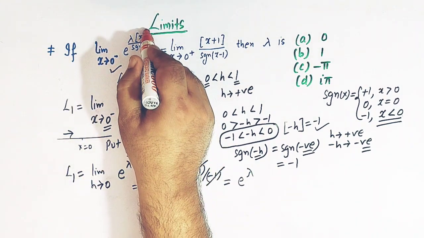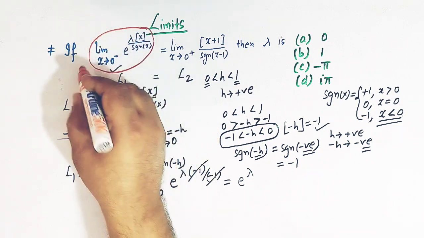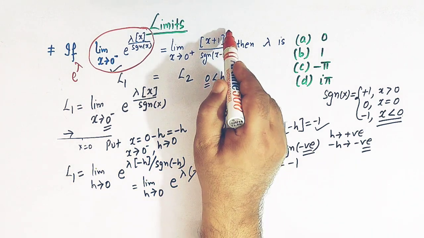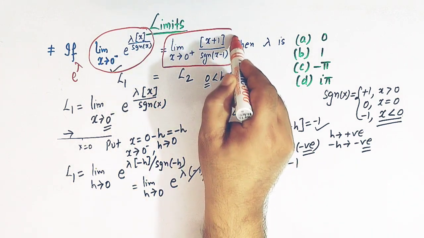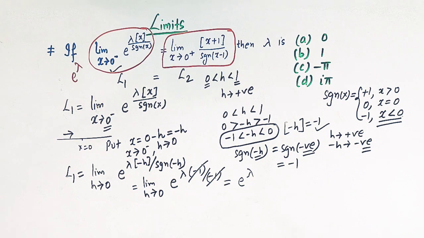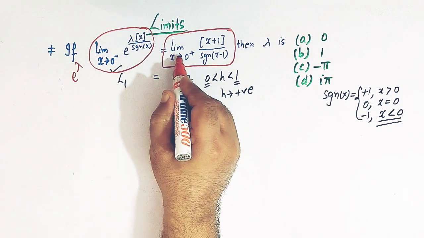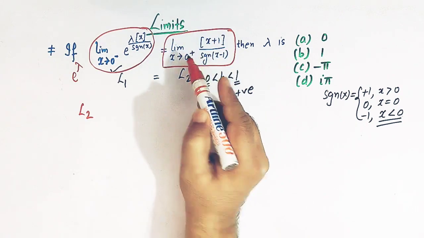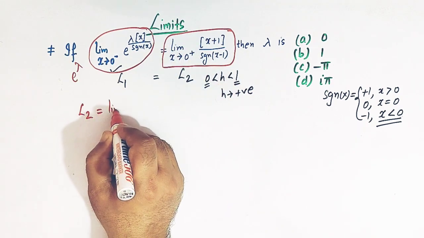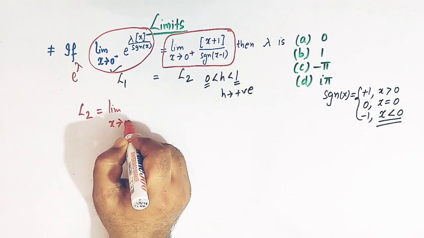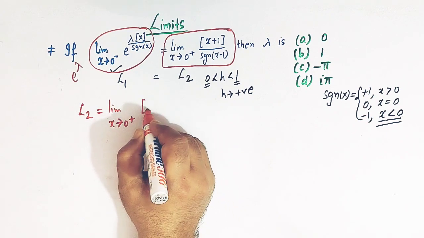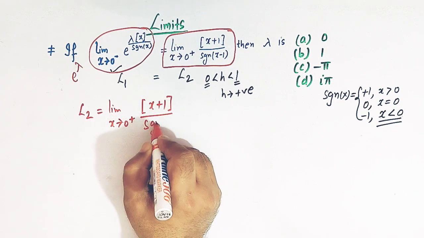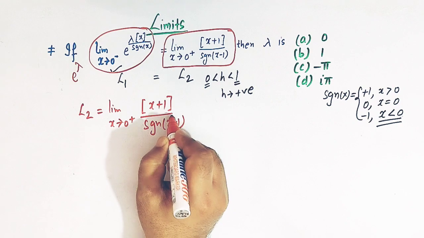So viewers, the value of this limit is equal to e raised to lambda. Now let us find out the value of this limit. Here we have called this limit L2. So L2 is the limit x tends to 0 positive of the greatest integer of x plus 1, divided by signum of x minus 1.